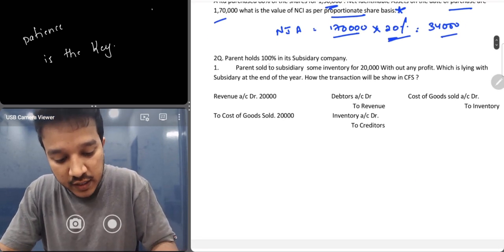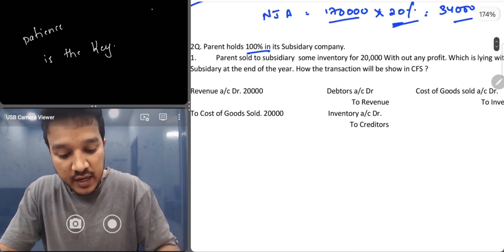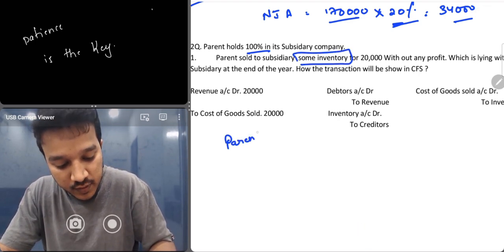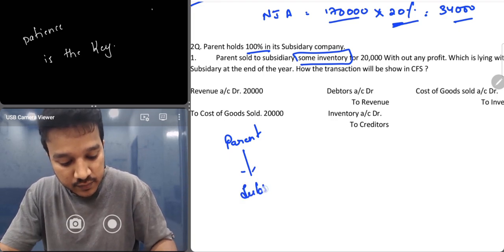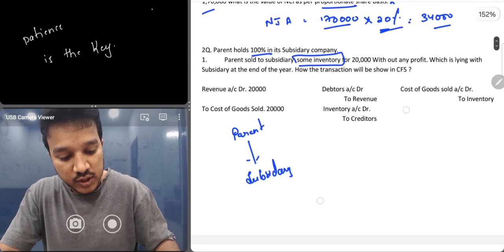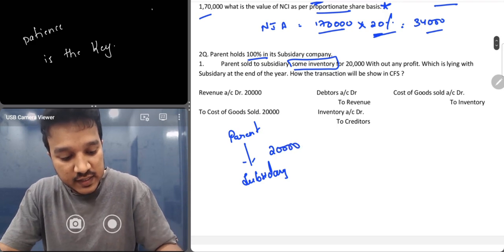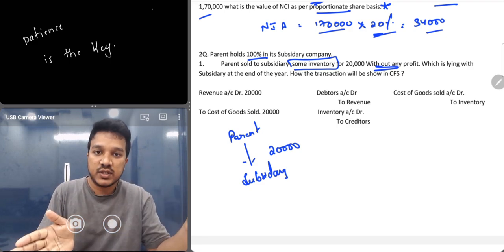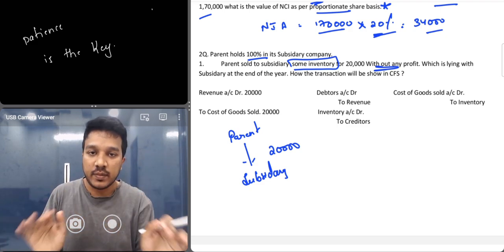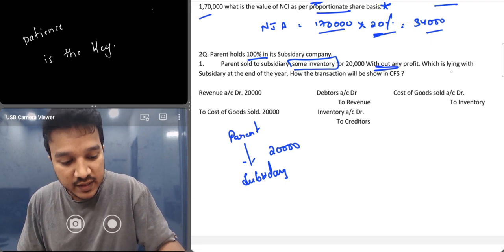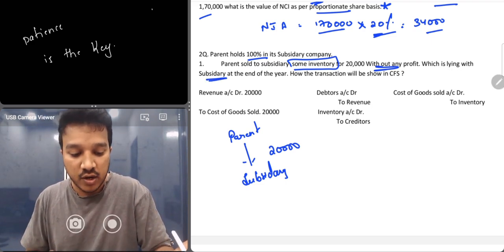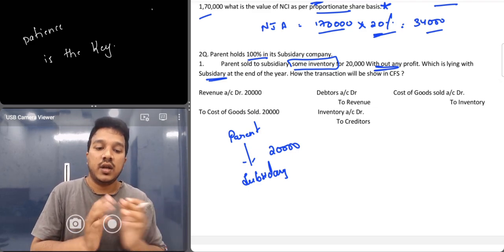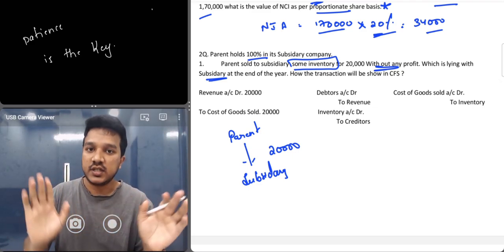Let's see. Parent holding 100% of the shares in subsidiary. Here, parent has sold some inventory to its subsidiary. It has sold 20,000 in value. Is there any profit? Without any profit. Parent's cost was 20,000 and it has transferred it to its subsidiary at 20,000 only, without claiming any profit. And this is lying in the books of the subsidiary at the end of the year. The entire amount transferred to the subsidiary, the 20,000 inventory value, is still lying in the books. Now how this will be adjusted in the consolidated financial statements is the question.